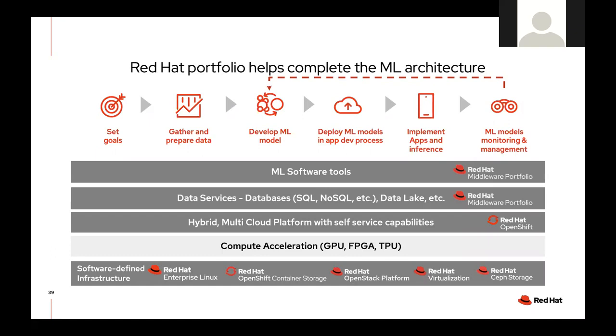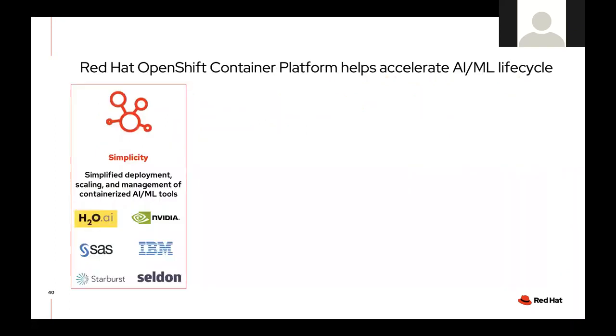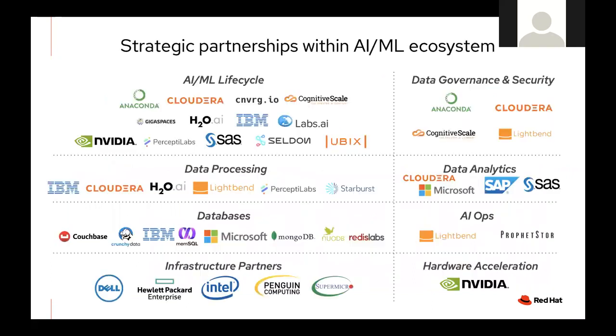So again, at Red Hat, we have an understanding of the full AI machine learning architecture, and we have a full reference architecture for that with vendors, with certified hardware, and with NVIDIA GPUs already available. And we're working with a lot of partners in the AI and machine learning ecosystem, including the big names that you are familiar with. So we have integrations, partnerships and certifications with AI machine learning lifecycle partners, data processing, databases, and also hardware acceleration and data analytics partners as well. And all of these are certified to run on Red Hat OpenShift.